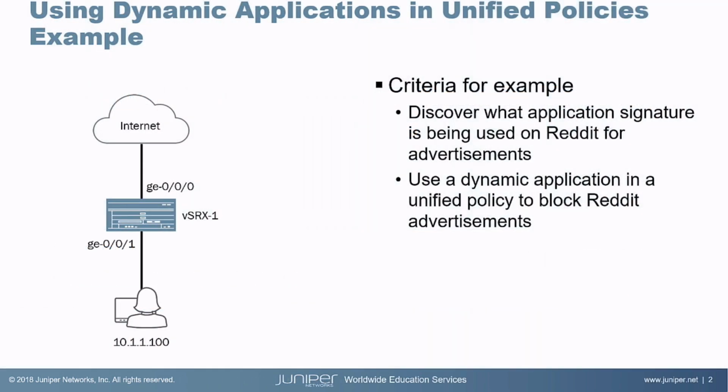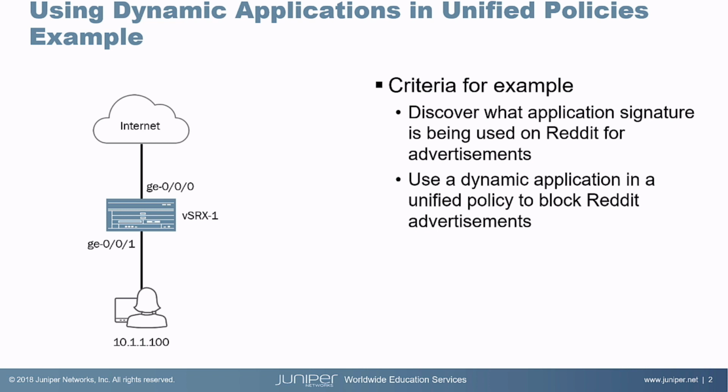All right, so let's go ahead and jump right to the example. We have a user, and then we have the VSRX device, and then we have the internet. And so basically, we're going to be using dynamic policies in dynamic applications in Unified Policies to protect the user against certain things. And those certain things are on the slide.